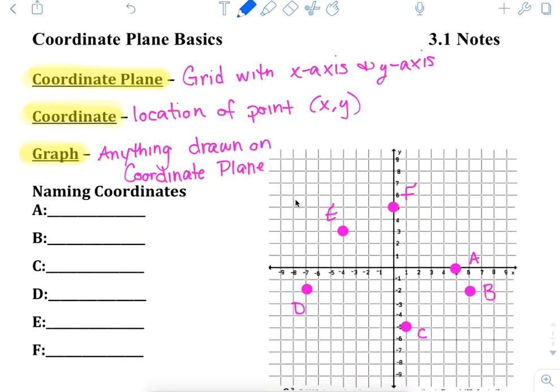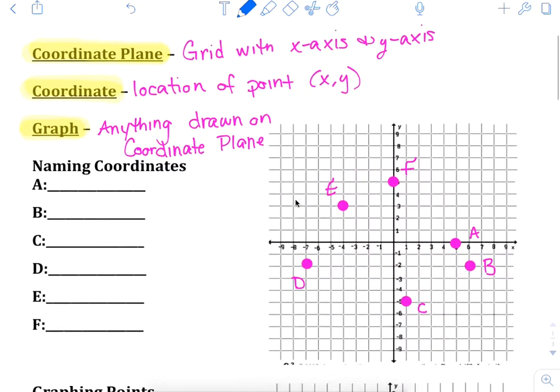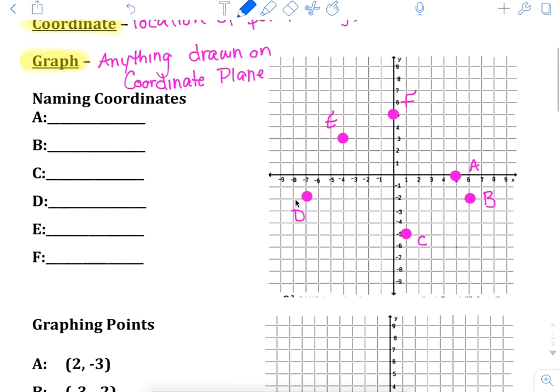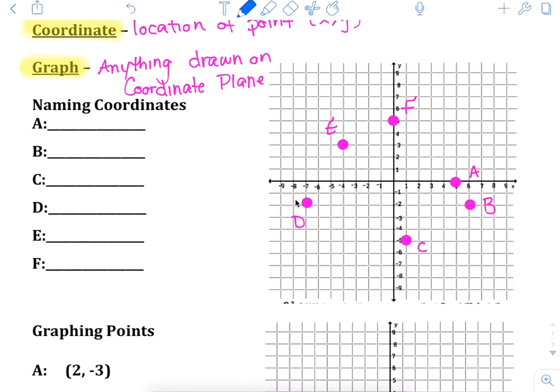But the most important difference I want you to know right now is that the grid is the coordinate plane. What I draw on the coordinate plane, that's the graph. All right, so when we talk about graphing, it's important that we know how to graph those coordinates. So when you graph a point or when you name a point, remember that it is x, comma, y. The x moves us left and right. The y moves us up and down.